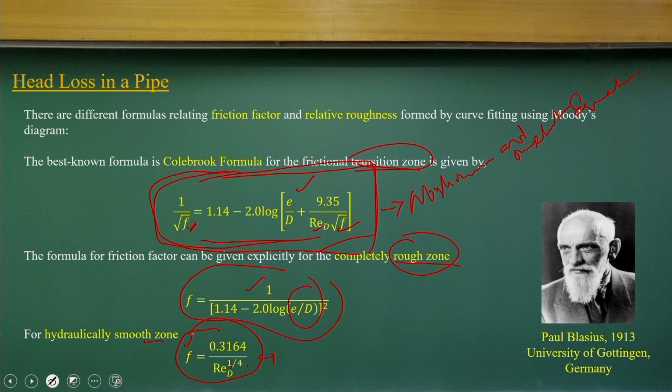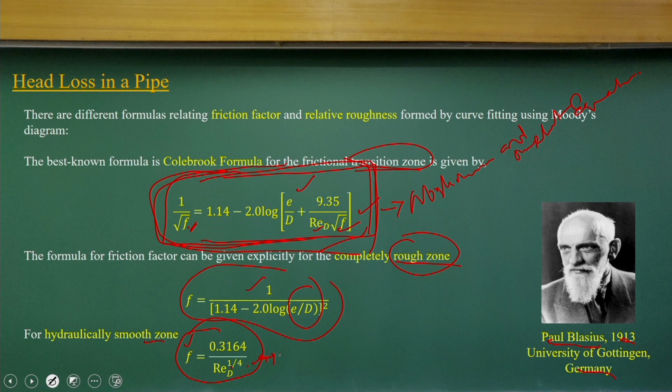You can always debate what the difference between these two is. This is the approximation of this part. It is valid for certain ranges, but the exact equation is this one. That is the Paul Blasius 1915 work from Germany; that is what he developed.